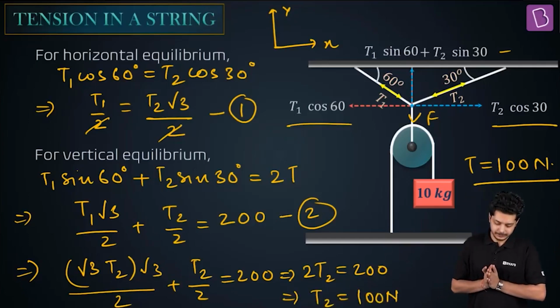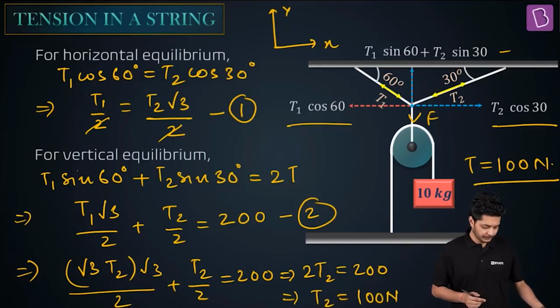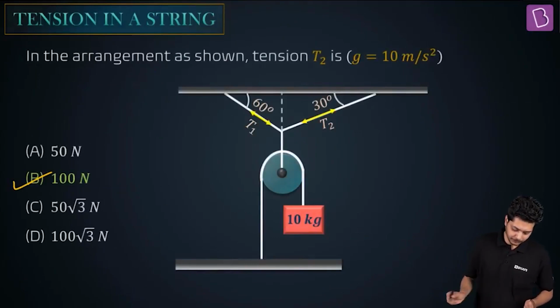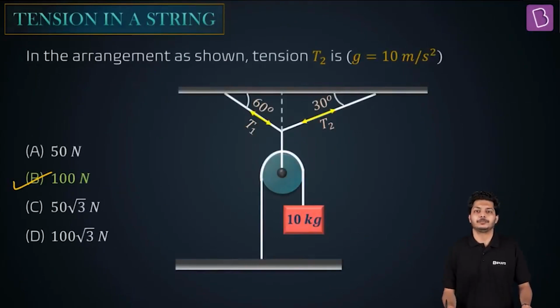Finally, T2 is equal to 100 Newton. We have got the magnitude of T2, and this has been asked in the problem. So let's see the options. Yes, option B is 100 Newton, and that is why option B is the correct answer for this question.